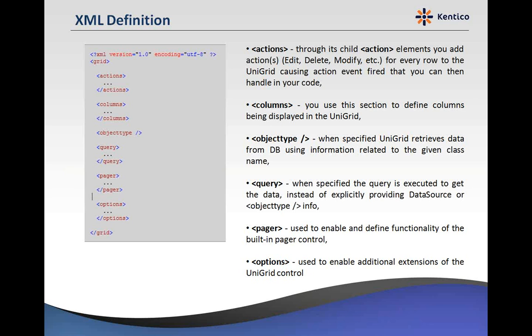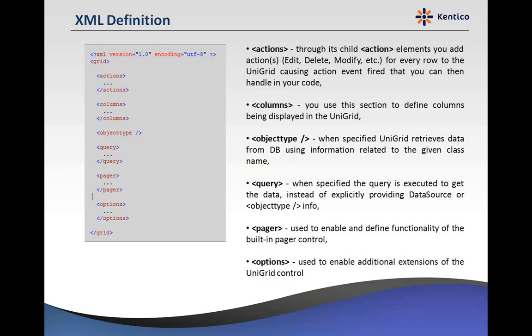The first section is the actions section. This element is used to define a column that contains various possible actions like edit, delete, view, and so on, represented by icons. Icons are actually image buttons, and they are displayed for every row of the UniGrid. Individual actions are defined by the child action elements.